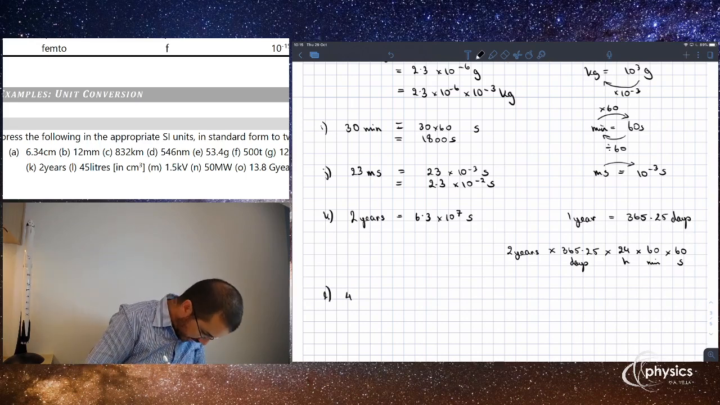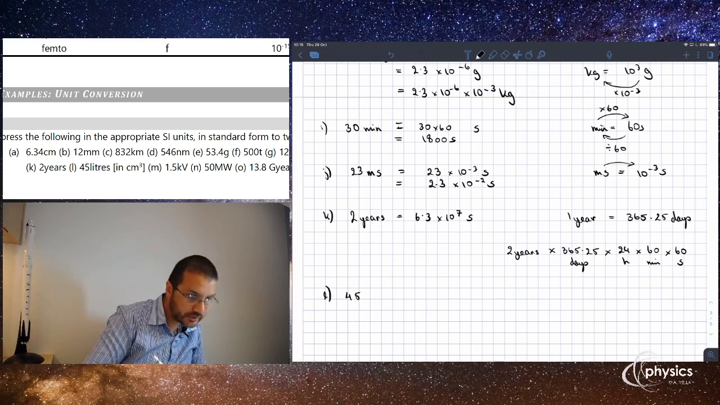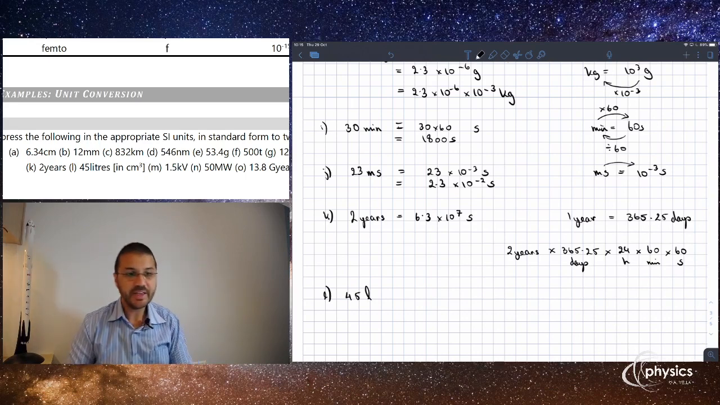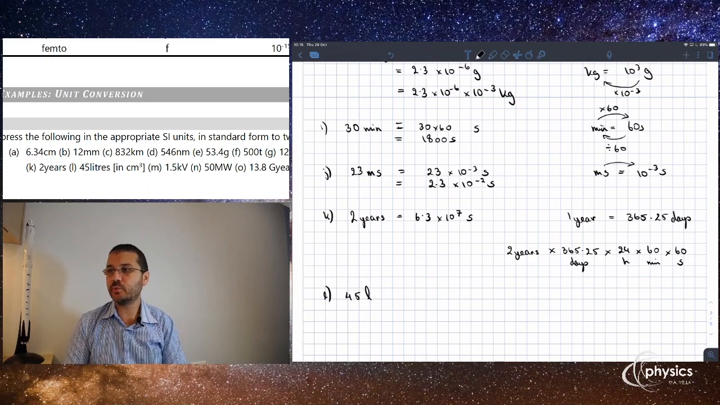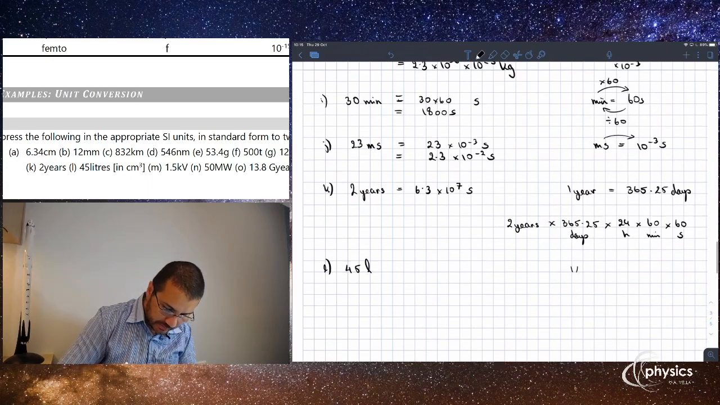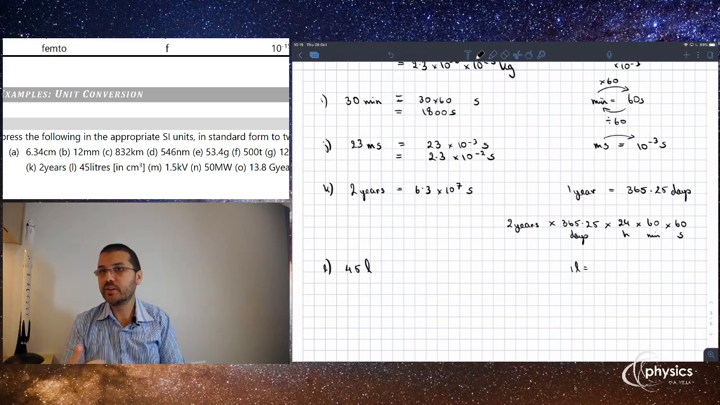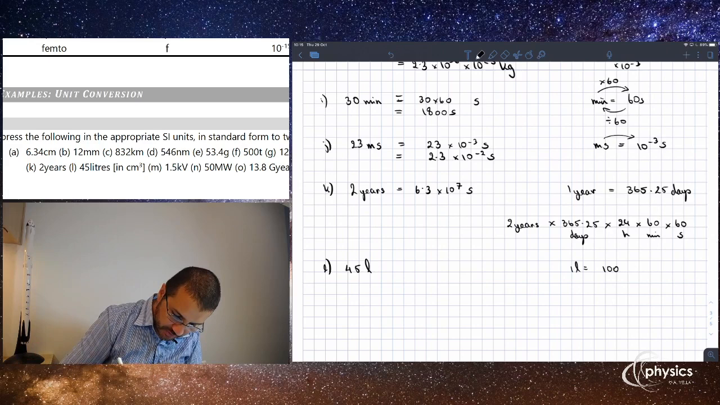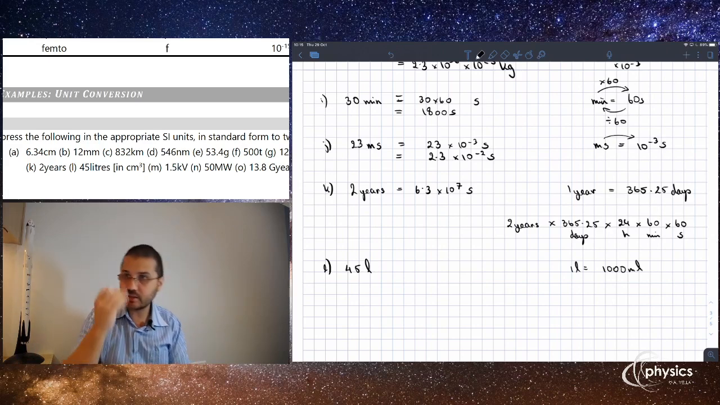45 liters, in centimeters cubed. Why did I tell you this? Again, the liters normally are subdivided in milliliters. In 1 liter there are 1000 milliliters.